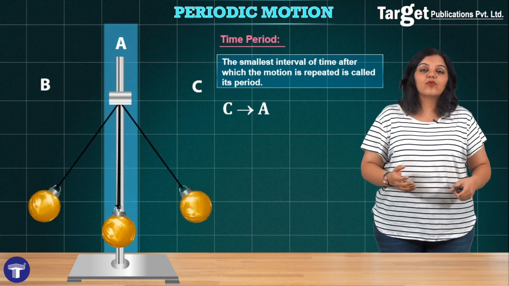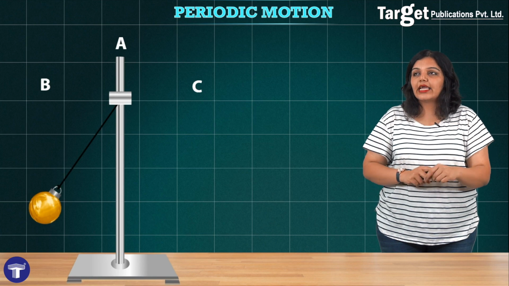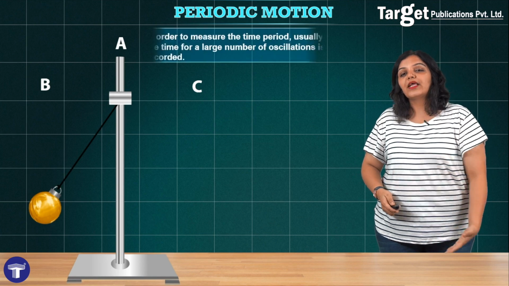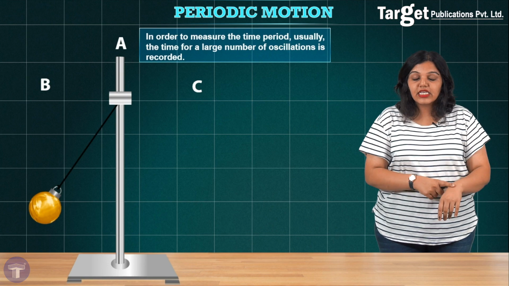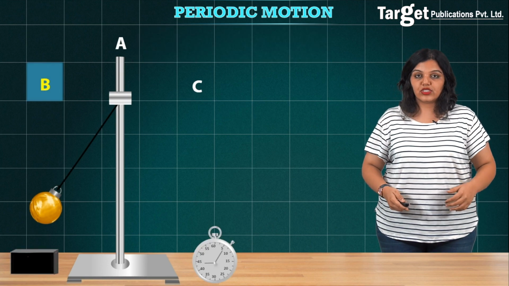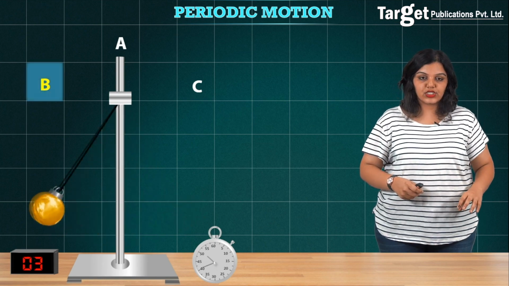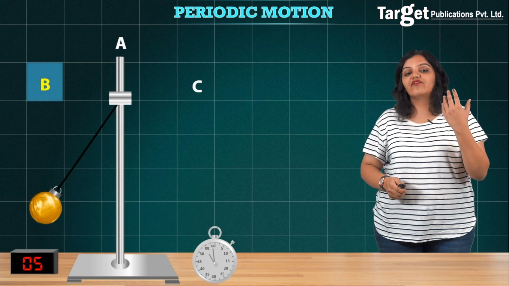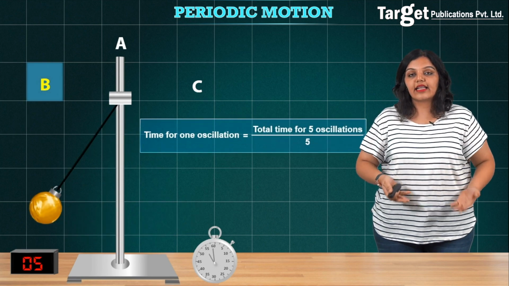But actually, in general, the oscillation happens so fast that you can't measure the time for one oscillation. Therefore, practically speaking, when we measure the time period, we measure the time taken for a large number of observations. For example, we might record the time taken for 5 oscillations, and once we have that, I get the time for one oscillation simply by dividing by 5.